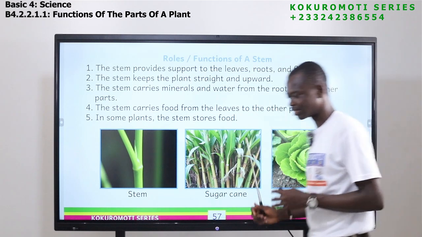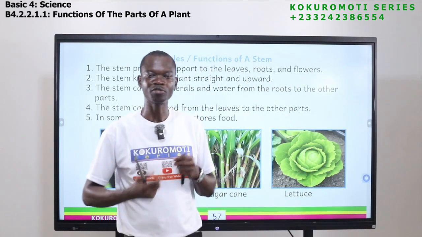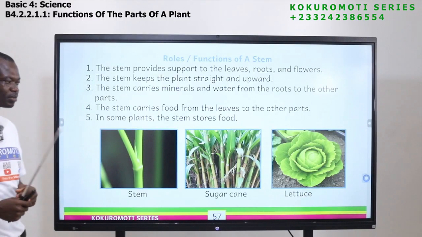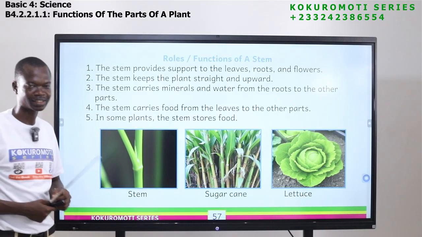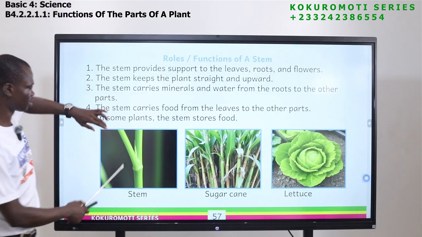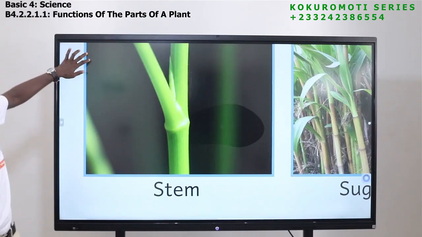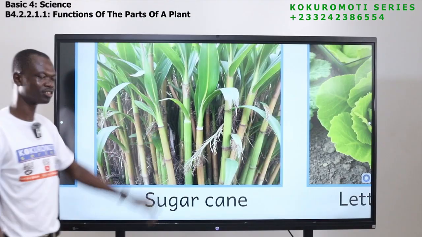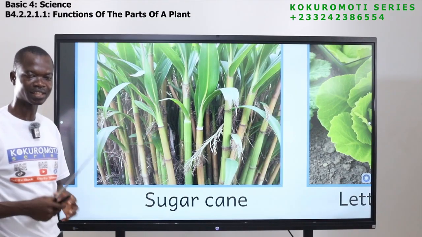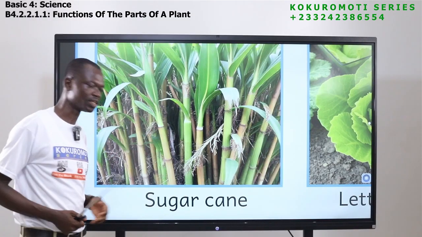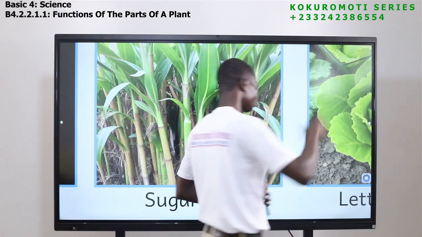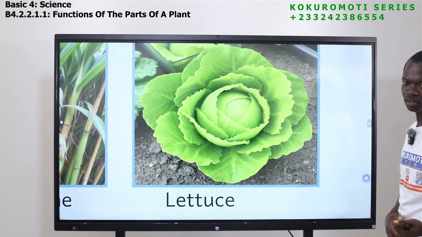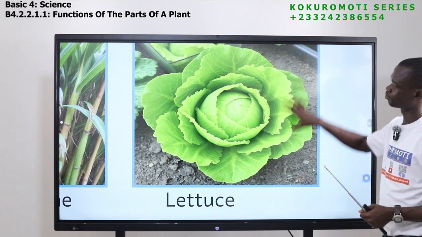Okay, the next one: in some plants, the stem stores food. What we are saying is that with some plants, we eat the stem. That is, they store food in the stem. That is why we eat the stem. Let's look at this. This is a stem of a plant. This is another one, sugarcane. You see, sugarcane, we eat the stem. We don't eat the roots. We don't eat the leaves. We don't eat the tassel and the rest. This is another one, lettuce. Okay.